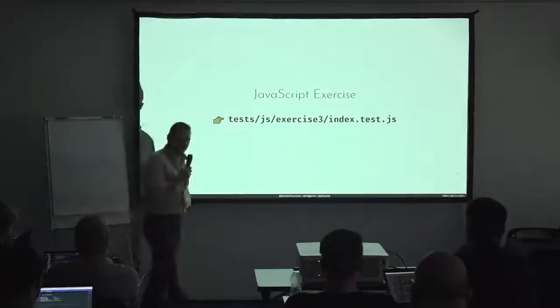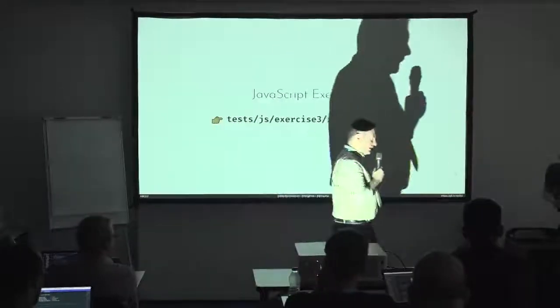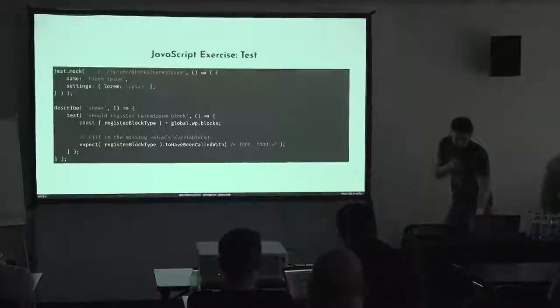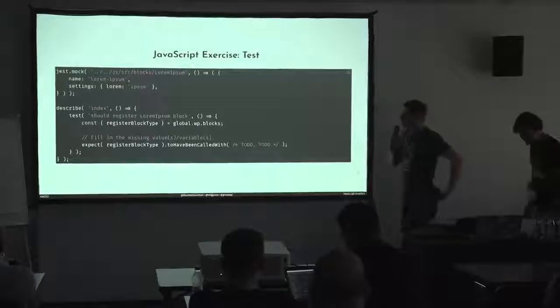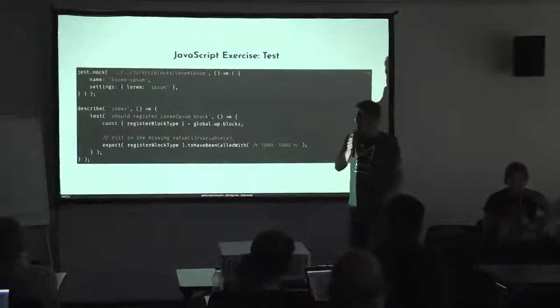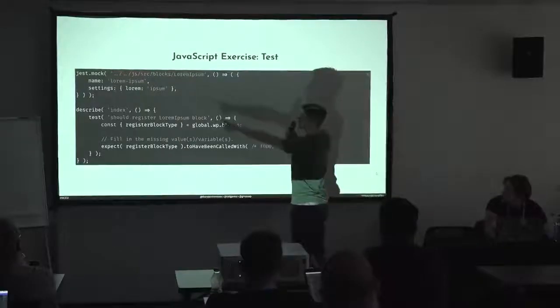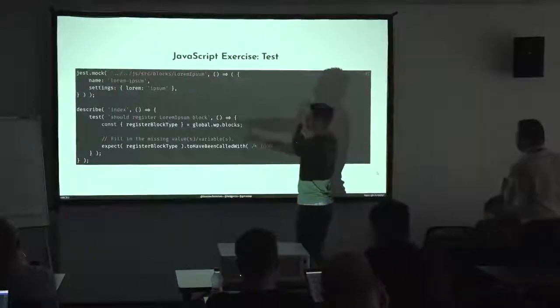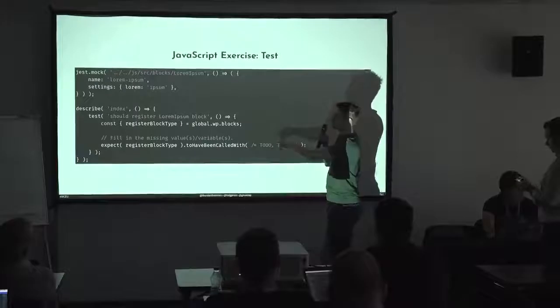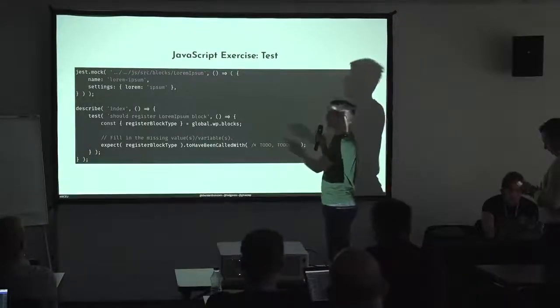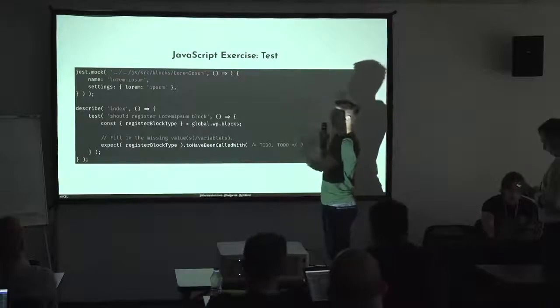We have the same for JavaScript, and Thorsten will introduce that. Yeah, so for JavaScript, I chose the index test JS file. The incomplete tests which I picked look like this. We always start with describe and test. We take something from the global scope that we have mocked for you already, so you don't have to take care of that. It's been included in the test file at the top.